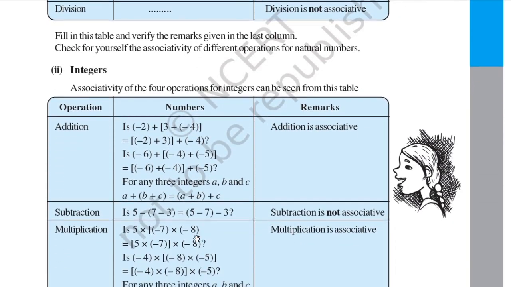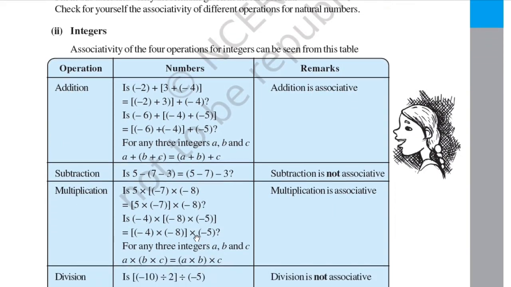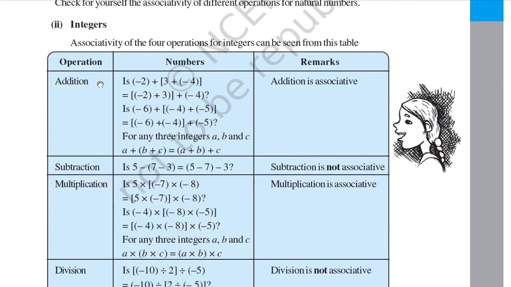Integers, associativity for 4 operations for integers can be seen from this table. So you can see associativity for integers is given here. So minus 2 plus 3 plus minus 4 is equal to minus 2 plus 3 plus minus 4. The answer will be equal. So it will be associative. Minus 6 plus minus 4 plus minus 5 is equal to minus 6 plus minus 4 plus minus 5. So it will be associative. When you do like this, it will become the equal answer, equal both sides. So it will be associative.